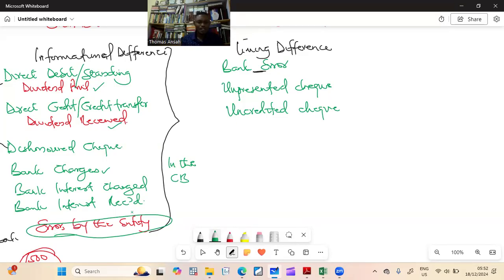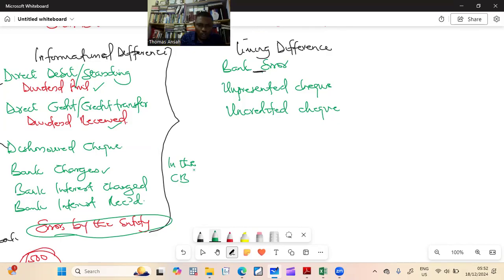You can as well even classify errors as part of the timing differences because very soon you will spot it and you will correct it. Is that okay? So errors, you can say they are timing differences. But there are errors made by the bank and there are errors made by the entity. So errors made by the entity is something that we add here, but it is a timing issue because very soon you will see it. Is that okay? So that is that.